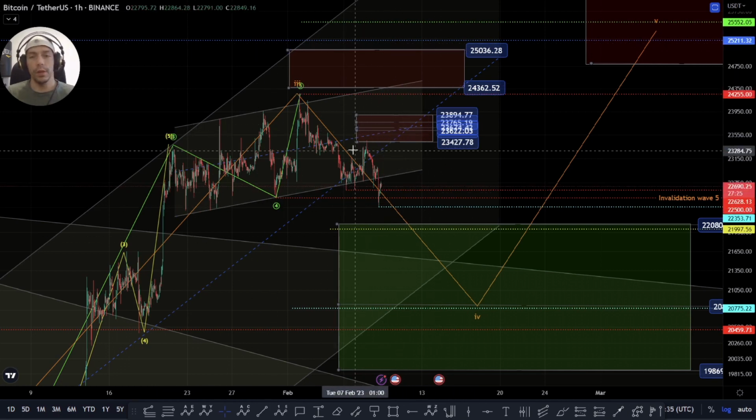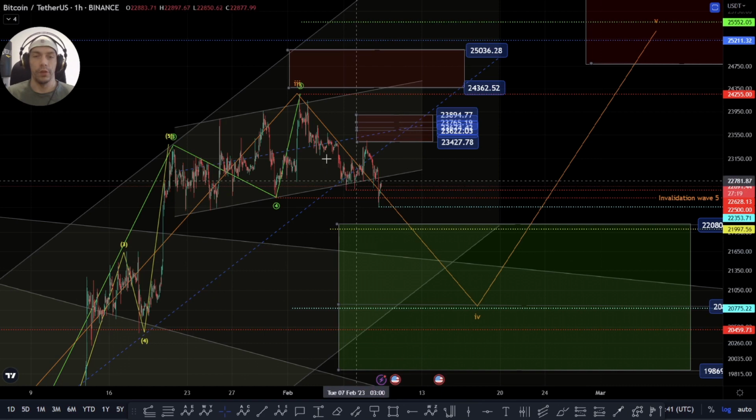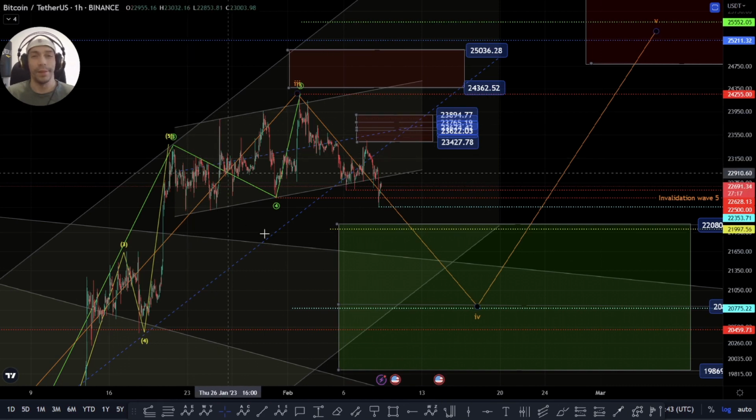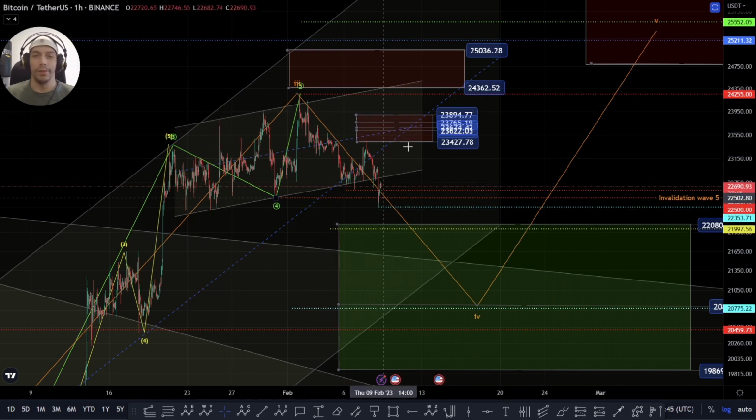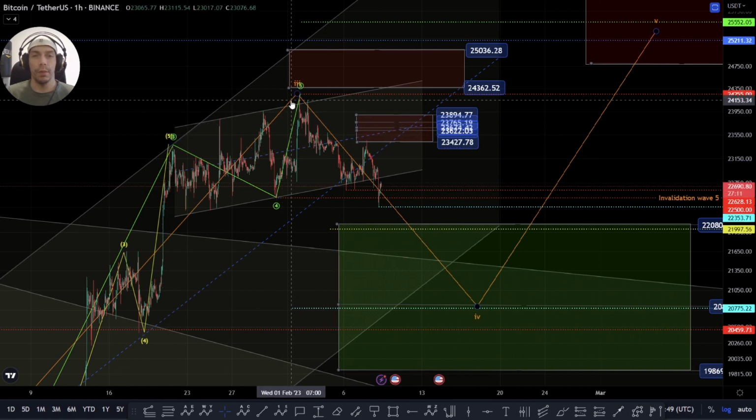So now I'm still looking at this potential for coming deeper here and potentially coming down and retesting the top of this channel and the bottom of this channel. I know I've been saying it for a long time now, but this is what happens sometimes when we get these more complex moves.